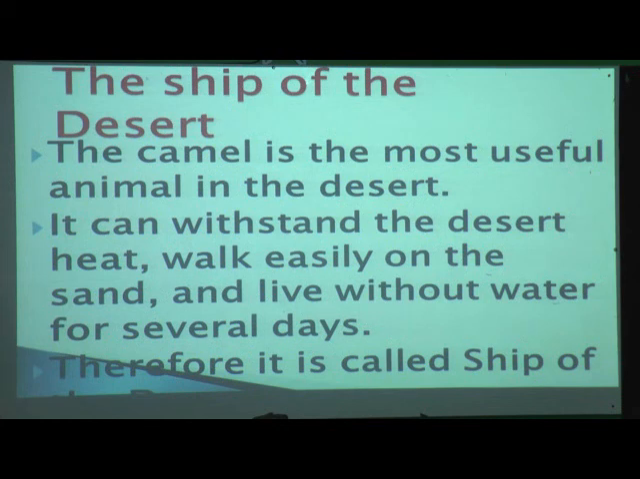Why can a dog not live in the desert? I am giving an example. Without food and water, can a dog live? No, because it needs water, it needs food and everything. But a camel can live without water and food for several days.